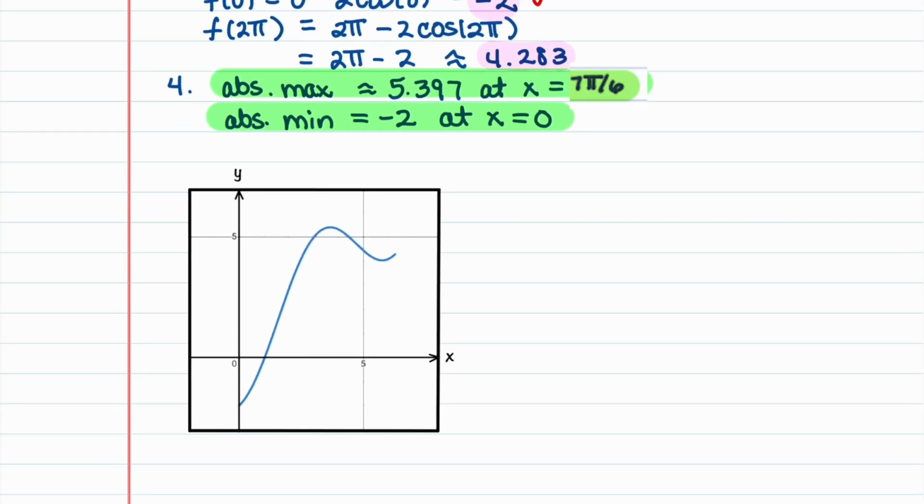Now, before we get done, I just wanted you to see the graph of this function. When x is equal to 0, we have an absolute min. And then when x is 7 pi over 6, we have an absolute max. And that's it. You've learned how to identify local and absolute maximum and minimum values, find critical numbers, and apply the closed interval method to find absolute maximum and minimum values. To really master these concepts, make sure to work through plenty of practice problems on your own.